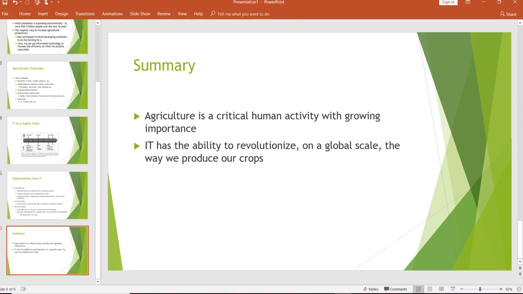So just in quick summary, agriculture, like I said, is a critical human activity with growing importance. The population's getting much bigger on this planet. We need more food. And one of the key ways we can possibly solve this type of problem is through information technology, which is exactly what this class is all about. So I thought it was a really good article, very informative, and I'd encourage all of you guys to try to take a look at it if you get a chance.